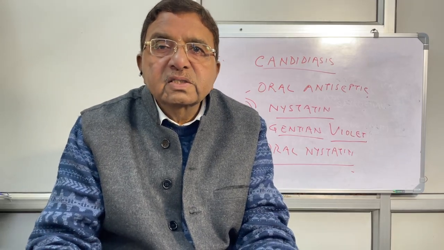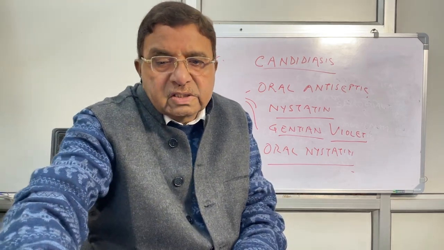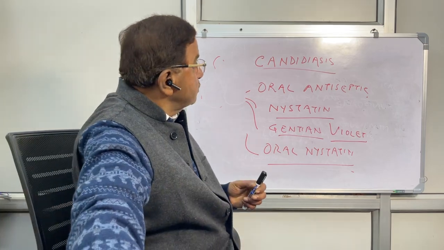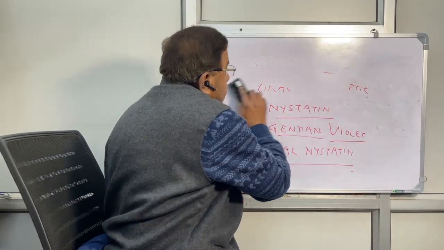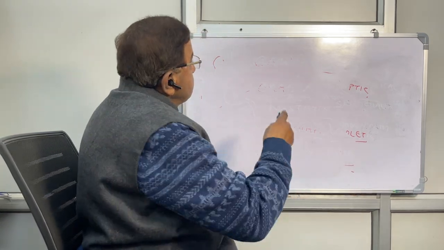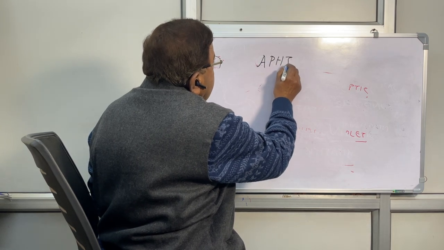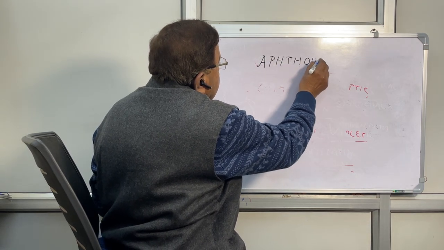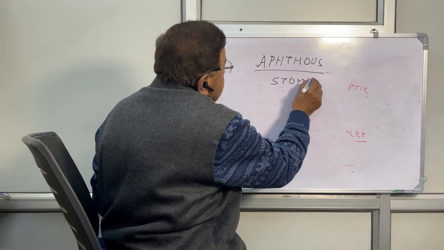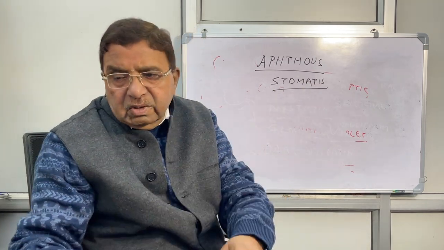Aphthous stomatitis or Aphthous ulcerations. What are Aphthous stomatitis or ulcerations? Aphthous stomatitis or ulcerations. This is a very common disease and generally found in the OPD.